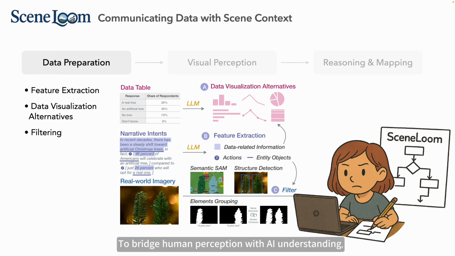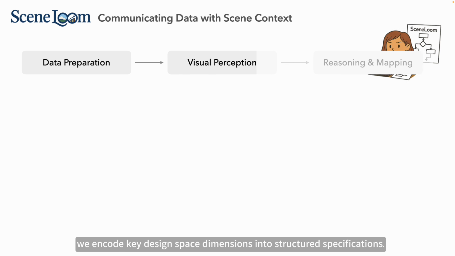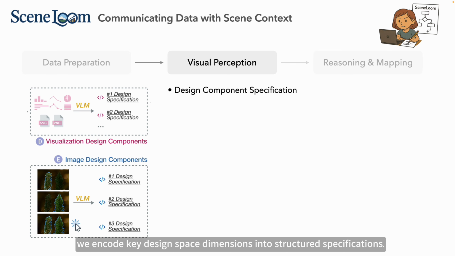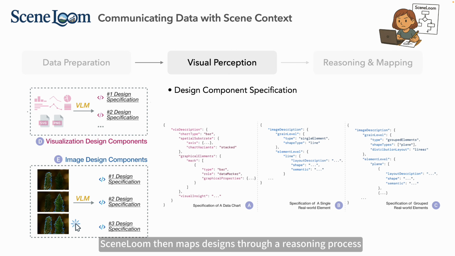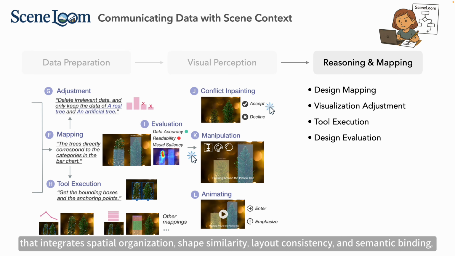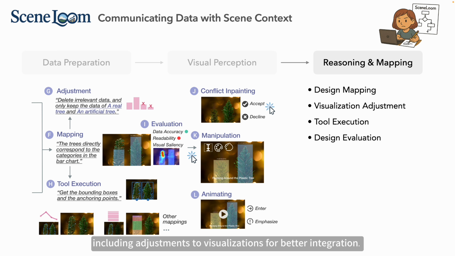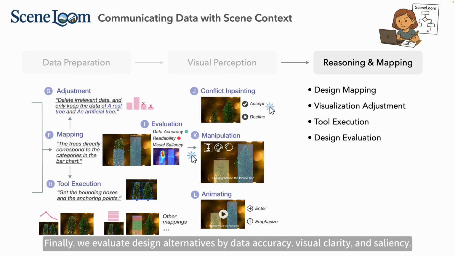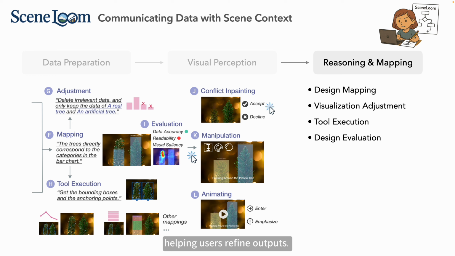To bridge human perception with AI understanding, we encode key design space dimensions into structured specifications. SceneLoom then maps designs through a reasoning process that integrates spatial organization, shape similarity, layout consistency, and semantic binding, including adjustments to visualizations for better integration. Finally, we evaluate design alternatives by data accuracy, visual clarity, and saliency, helping users refine outputs.